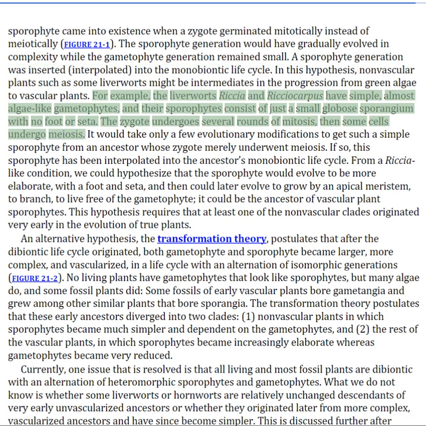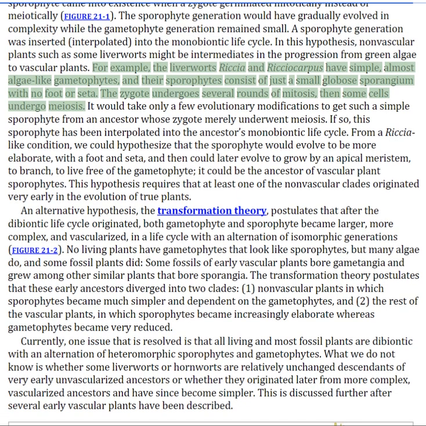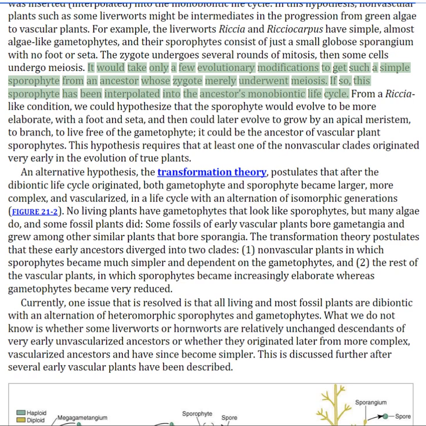For example, the liverworts Riccia and Ricciocarpos have simple, almost algae-like gametophytes, and their sporophytes consist of just a small globose sporangium with no foot or seta. The zygote undergoes several rounds of mitosis, then some cells undergo meiosis. It would take only a few evolutionary modifications to get such a simple sporophyte from an ancestor whose zygote merely underwent meiosis. If so, this sporophyte has been interpolated into the ancestor's monobiontic life cycle.